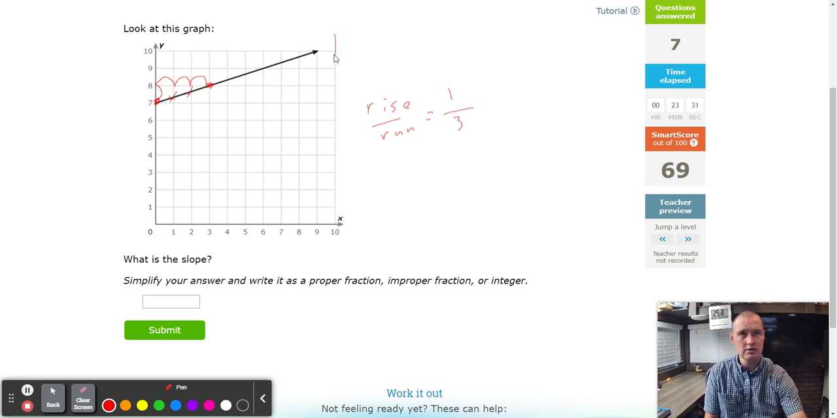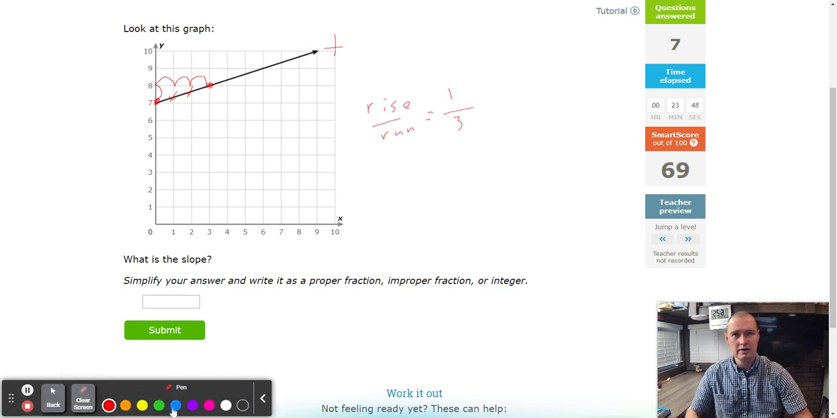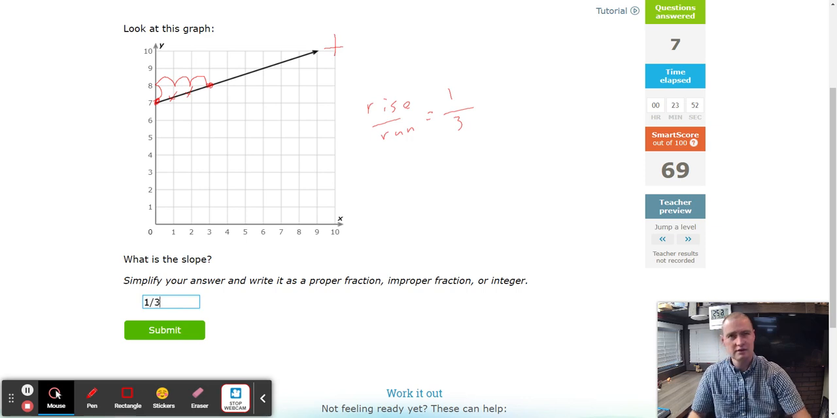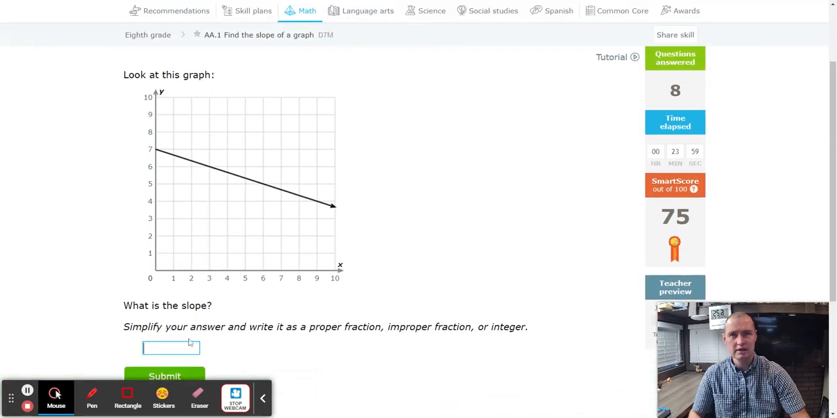We are going to the right, so the answer should be positive. And 1 over 3 is in simplest form already. So that is a 1. Ignore that little part there. So we're going to go ahead and just get rid of that so it doesn't confuse nobody. Perfect. All right, here we go. 1 over 3. Lock it in. Okay, 75. We're getting there.